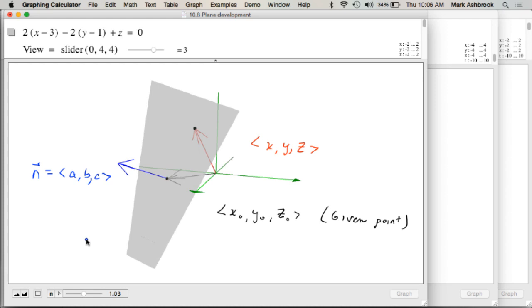Okay, one more vector. If I take the vector x, y, z, given any point in the plane, minus the vector x naught, y naught, z naught, what could you say about that vector? Yeah, on or parallel to the plane, right? On or parallel to the plane. Okay, so that's the pink one. The pink one is from any point on the plane, the vector to any point on the plane, minus the given point.